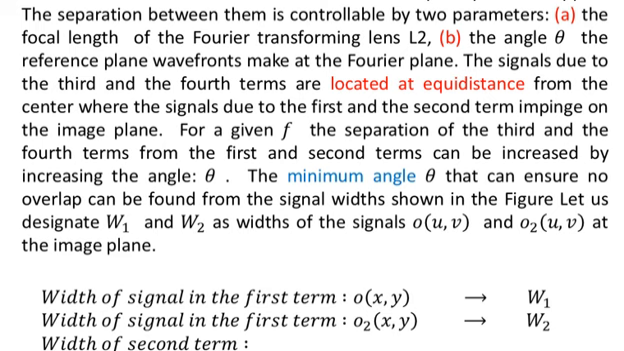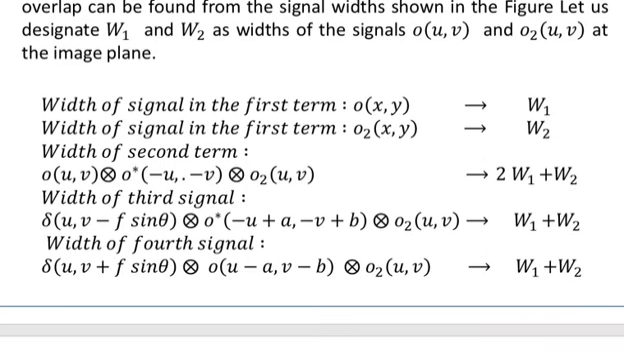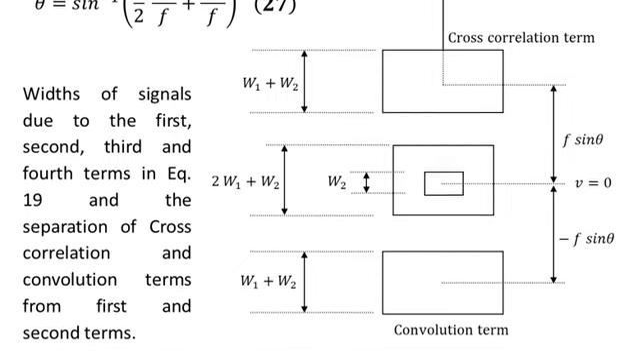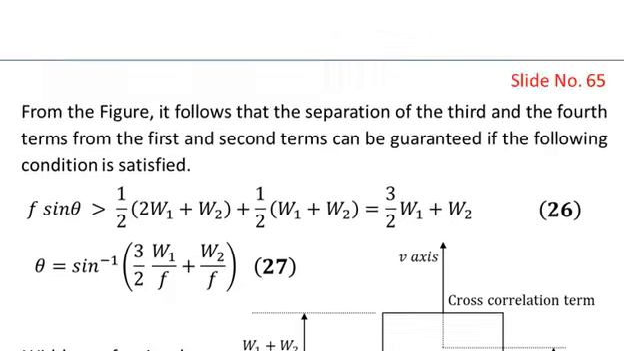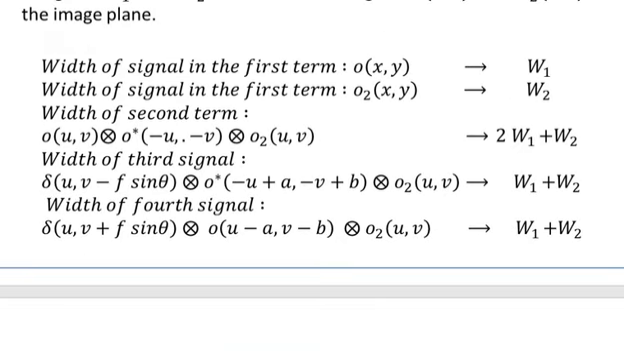Let's designate W1 and W2 as the widths of the signals O and O2. That is the image of O and O2 at the UV coordinates at the image plane. So we are assuming that the signals O and O2 have respectively the widths W1 and W2 at the image plane. So actually this is the figure that we shall be using over here. But let me first read something. So let's first read this one.